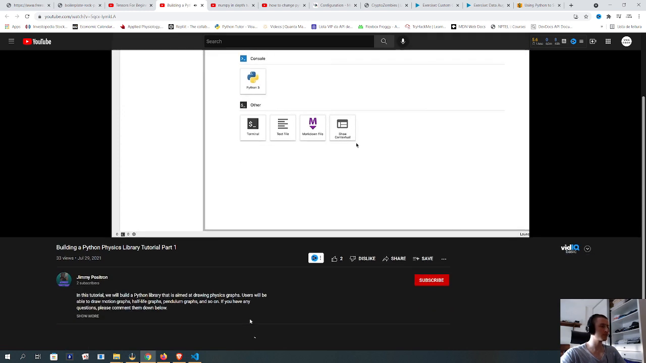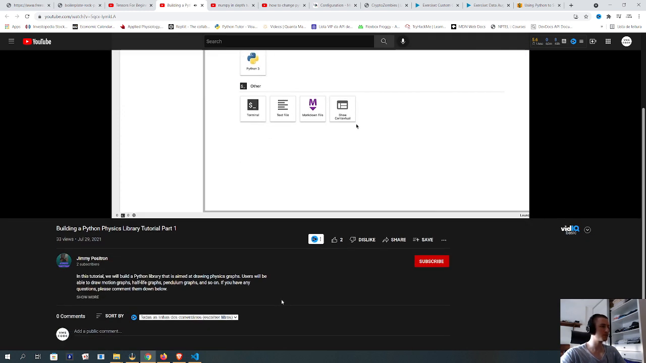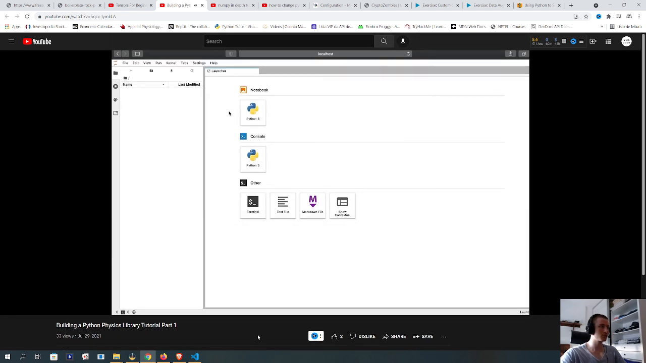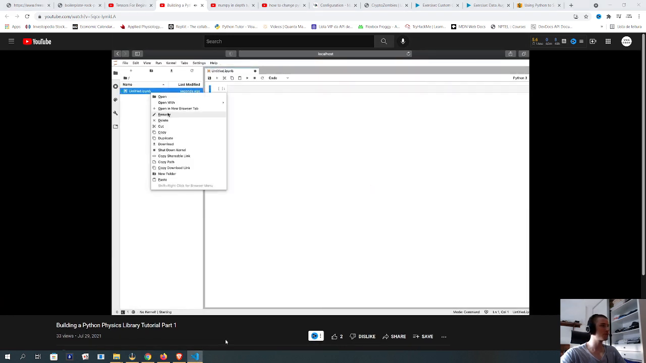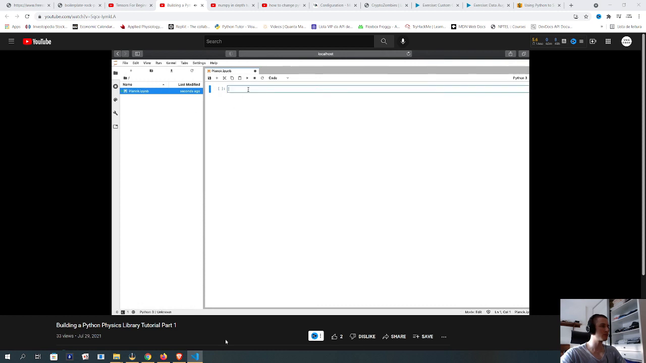I will be using Jupyter Lab for this tutorial, but you can use a simple text editor. Just know that Jupyter is usually faster in compiling code. So let's create a new notebook, and let's change the name to Planck. And in the first block, we'll just define constants and import libraries.